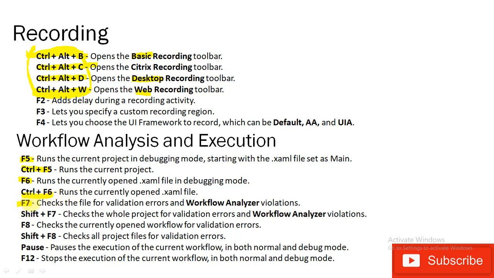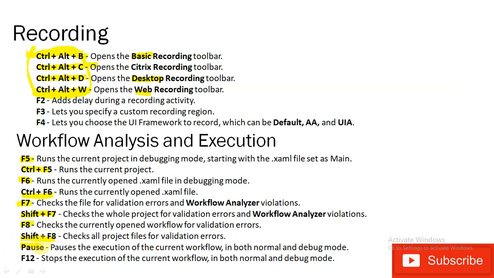F7 checks the file for validation errors and workflow analyzer violations. Shift plus F7 checks the whole project for validation errors and workflow analyzer violations. F8 checks the currently open workflow for validation errors. Shift plus F8 checks all project files for validation errors.